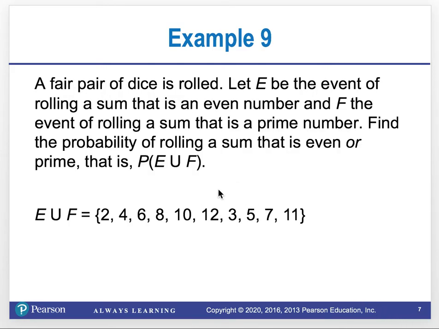Okay, a fair pair of dice is rolled. Let E be the event of rolling a sum that is an even number, and F the event of rolling a sum that is a prime number. Find the probability of rolling a sum that is even or prime. And it shows you the notation there. That is the probability that it's even or a prime.